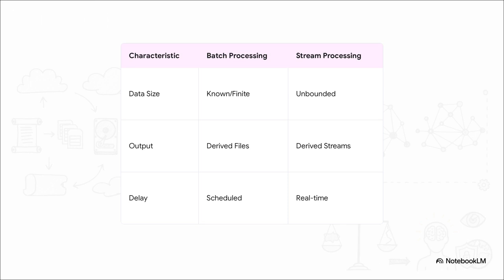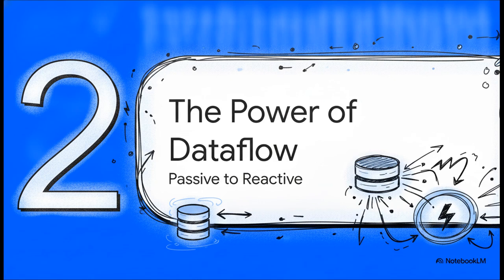Conversely, stream processors like Kafka or Flink operate on unbounded, essentially infinite data, which gives you incredibly low latency, real-time derived streams. And while the lines between these two paradigms are constantly blurring in modern architectures, together they form the circulatory system of our whole unbundled ecosystem. Moving on to part 2, the power of data flow.